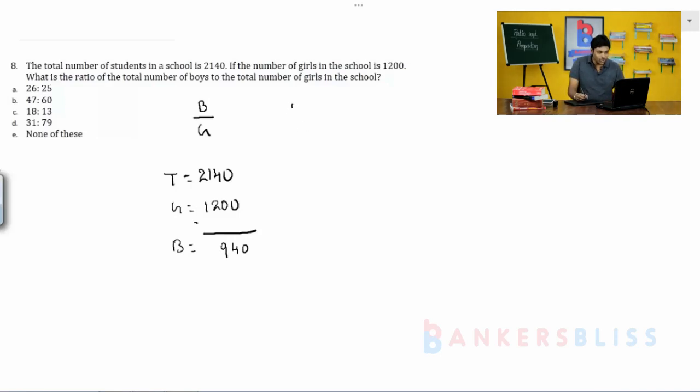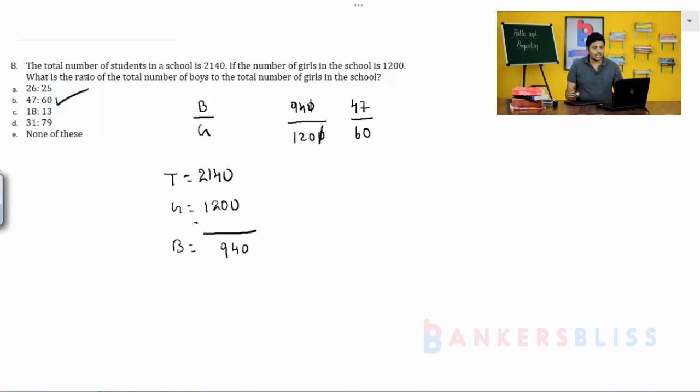So you take the ratio 940 divided by 1200. So 0, 0 cancels. Again 2 4s are 8, 2 7s are 14, 2 6s are 12. 47 is to 60. Very simple. Option B is the right answer.